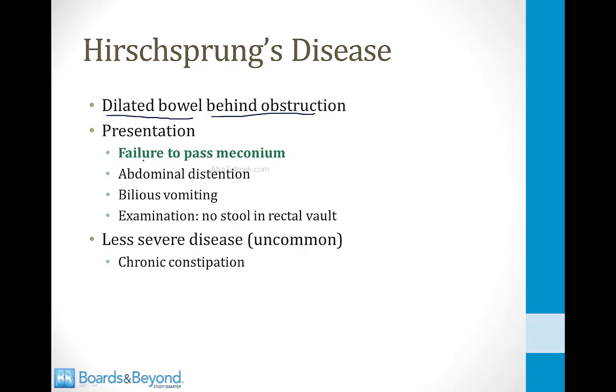The presentation will be failure to pass meconium, which is the first stool in the newborn baby, also abdominal distension and bilious vomiting, and classically on examination of the baby there is no stool in the rectal vault, and that's because stool cannot get past the portion of the colon that lacks nerve plexuses. Sometimes children are born with less severe disease. This is less common, and they can have chronic constipation early in life.